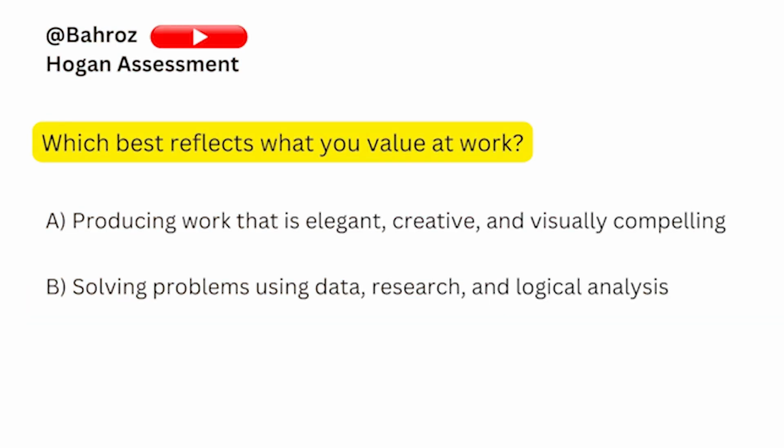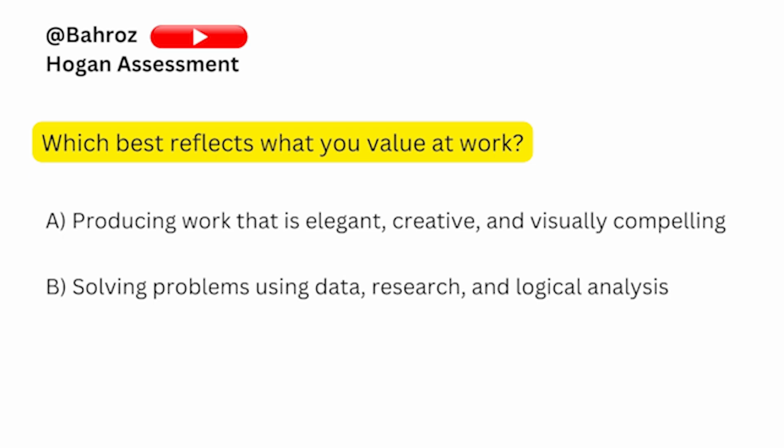Question 20. Which best reflects what you value at work? A. Producing work that is elegant, creative, and visually compelling. B. Solving problems using data, research, and logical analysis. The aesthetic scale measures how much you value design, creativity, and elegance, while science measures your preference for data and analytical thinking. For roles in design, marketing, communications, or brand, option A is your answer. For roles in finance, technology, research, engineering, or operations, option B is clearly stronger.